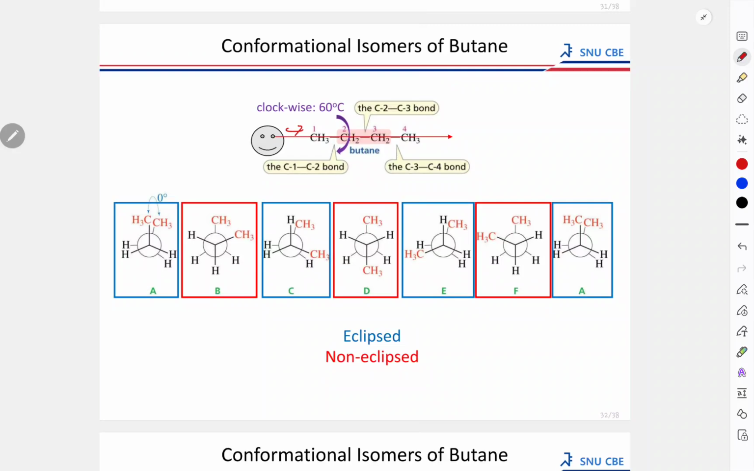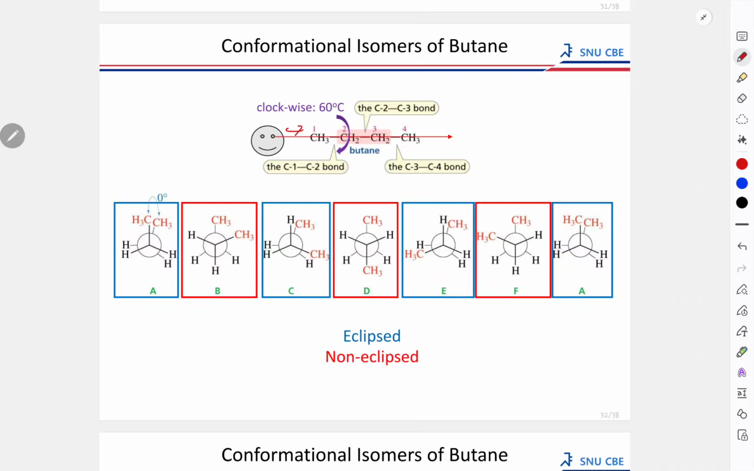Okay? So you can start from maybe a random point, right? Conforming state of A, eclipse conformer. And you can imagine rotating the backward carbon 60 degrees each time. Then you can imagine B will arise from A, and C will arise from B, and so on. And eventually, after a 360-degree turn, you'll get back to A. Okay?